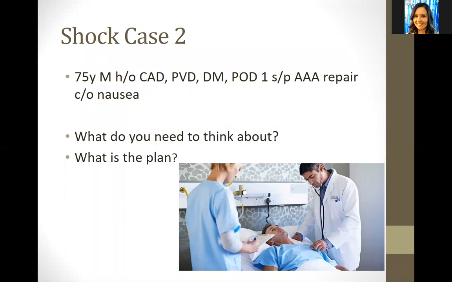What's the plan? So he just had a AAA repair, but he also has other cardiovascular risk factors, diabetes, PVD, coronary artery disease. So he's complaining of nausea. What does that kind of sound like? Is that an atypical sign of something? Maybe ACS?